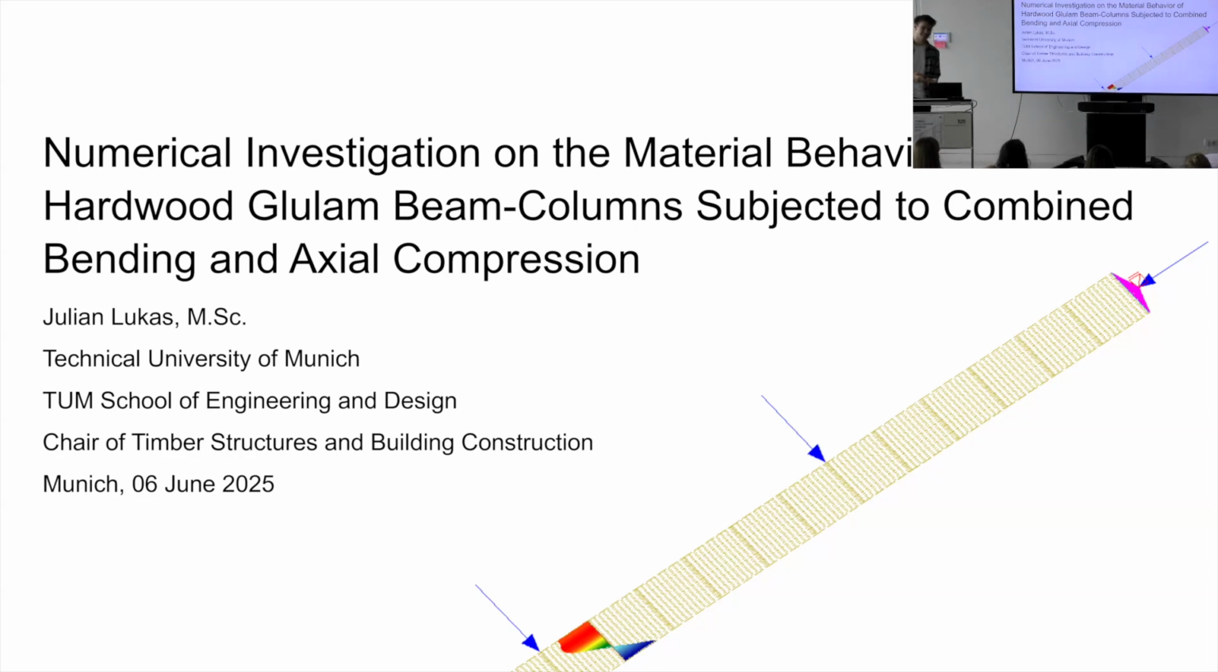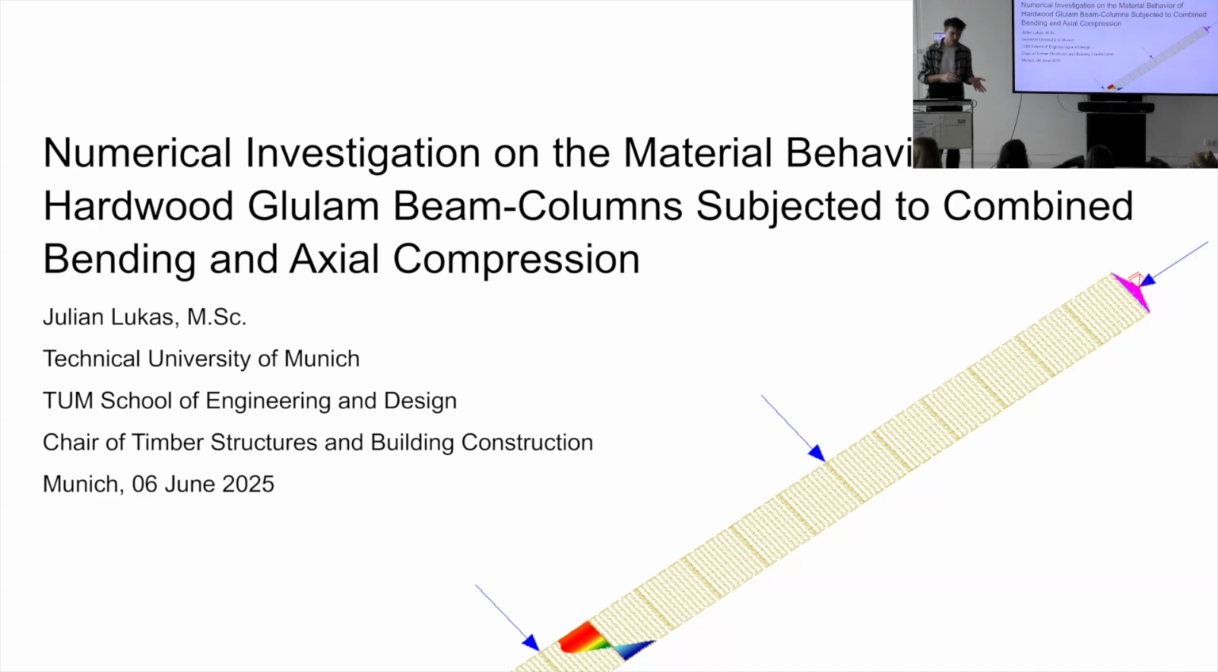It's about numerical investigation on material behavior of hardwood Glulam beam columns subjected to combined bending and axial compression. I can make it shorter. These beam columns subjected to combined bending and axial compression are columns with the risk of in-plane buckling, for example, or slender beams which have the risk of lateral torsional buckling.